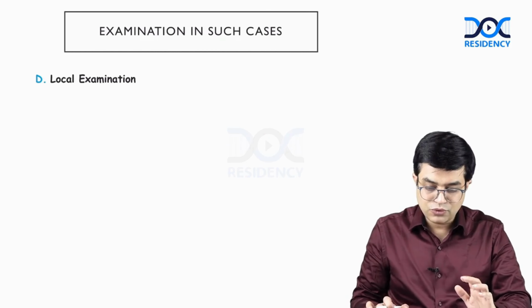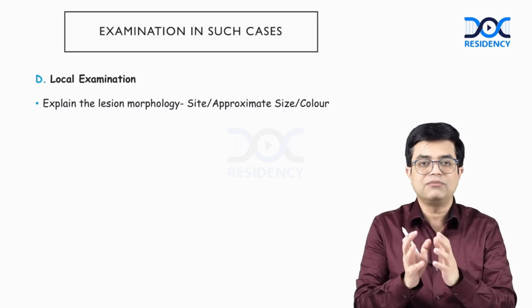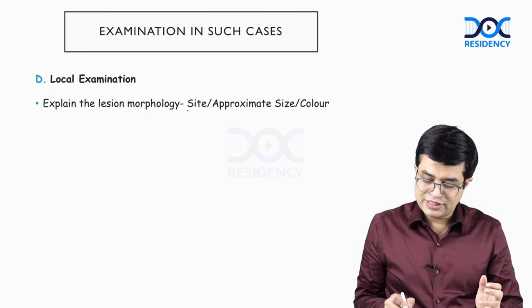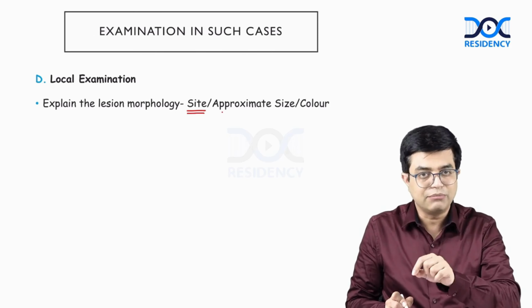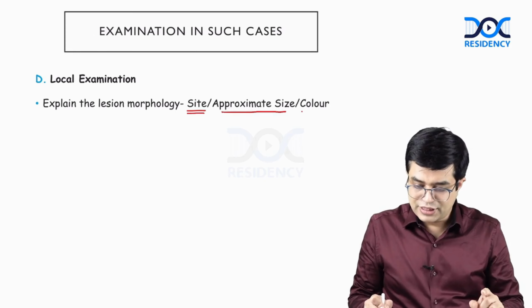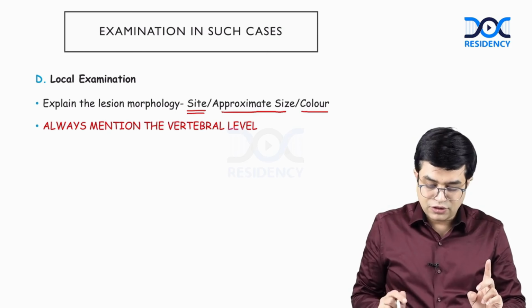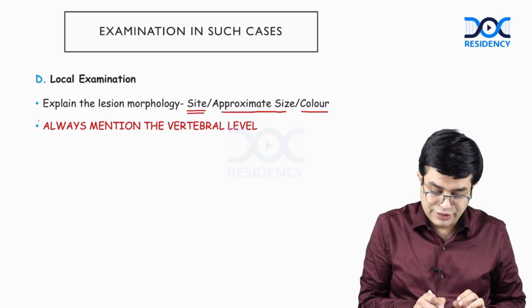Then you will also do the local examination, and whenever you do the local examination, explain the morphology of the lesion. What is the site? Like in this case, it was present in the midline in the thoracolumbar region. Then you will say the approximate size, which was mentioned to you. What is the color of the lesion? Then you will talk about the vertebral level at which it is present. Always mention the vertebral level.